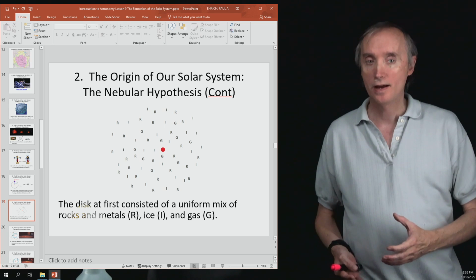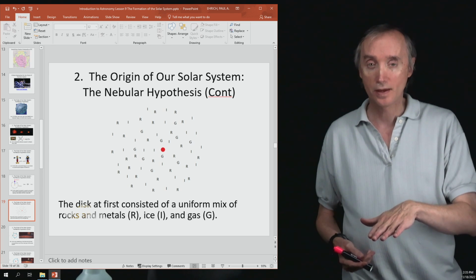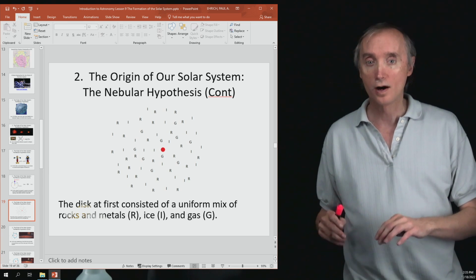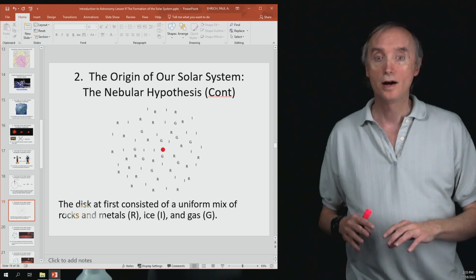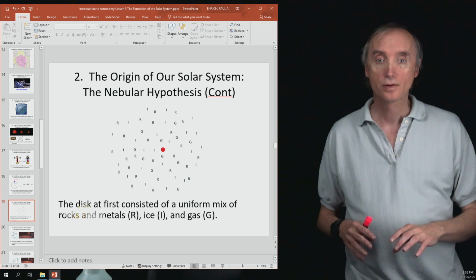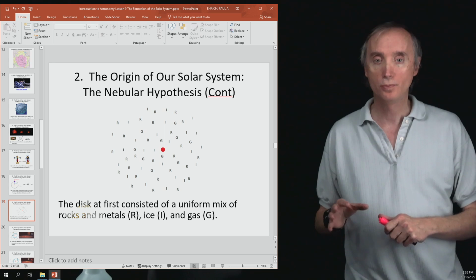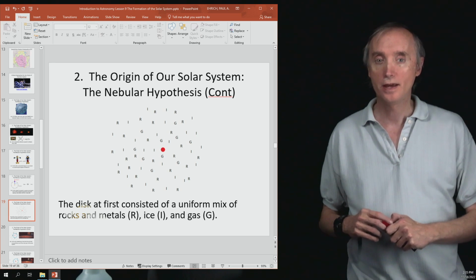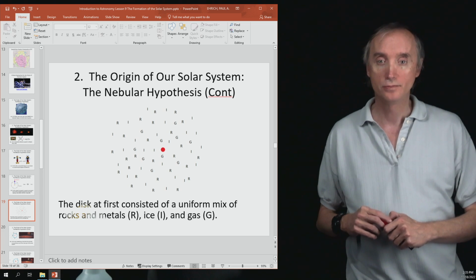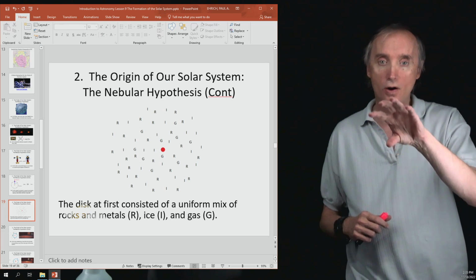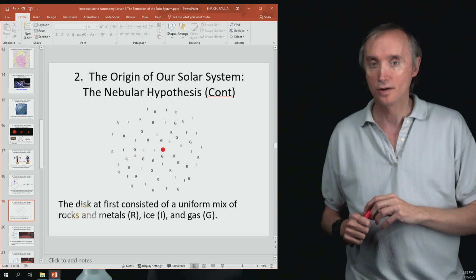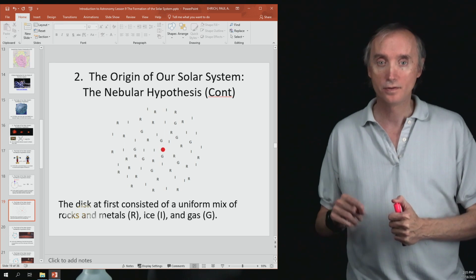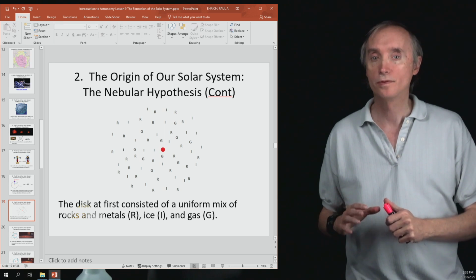So where we're at right now is that we do have a disk, and this disk consists of a uniform mixture of rocks, metals, ice, and gas. The rocks and the metals, I'm going to put together and just say the letter R, ice is going to be given by the letter I, and gas is going to be given by the letter G. You'll notice that all of these different kinds of materials are evenly distributed throughout this disk. And in the middle, that red dot is where the sun is going to be.